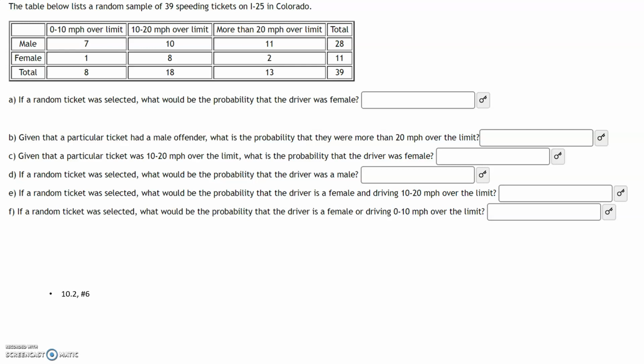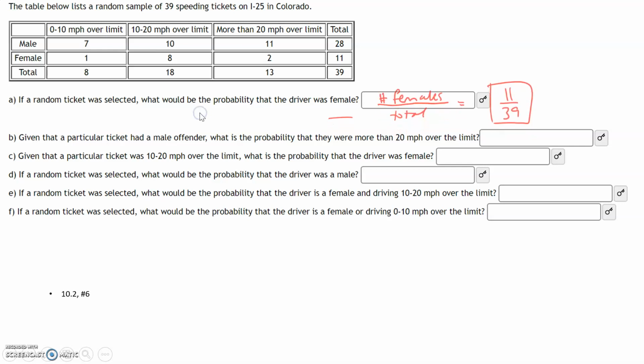In this problem, we have a table that lists a random sample of 39 speeding tickets on a freeway. The tickets are split up by gender, male and female, and how fast they were going over the speed limit, for totals. So part A says, if a random ticket is selected, what is the probability that the driver is a female?